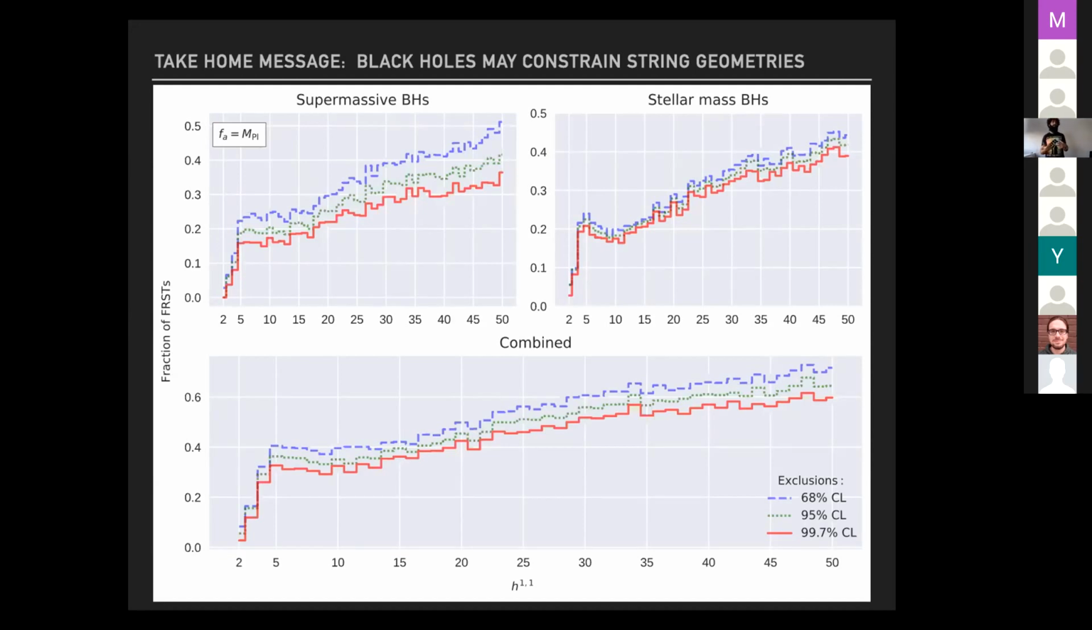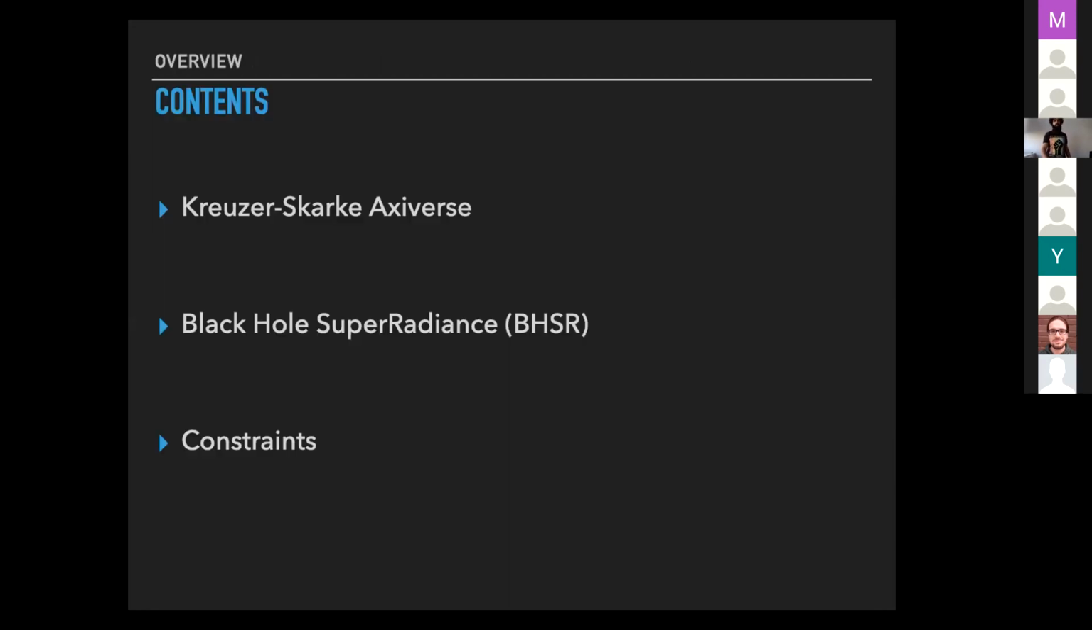I'll also try to quantify how large a pinch of salt one needs to take in order to consider this as a kind of final exclusion plot, i.e. what kind of assumptions were made in order to generate the data that led to this plot.